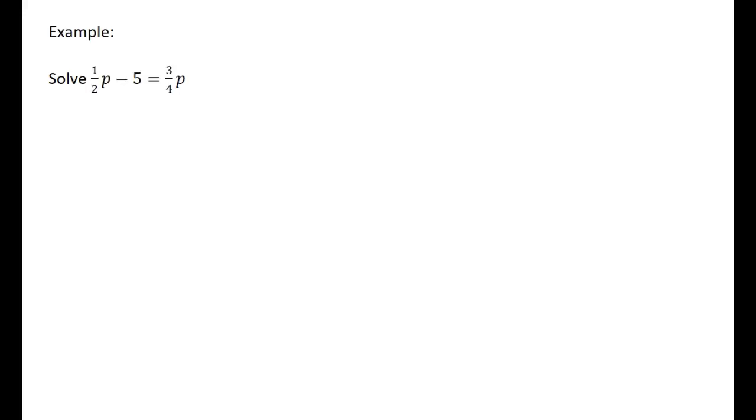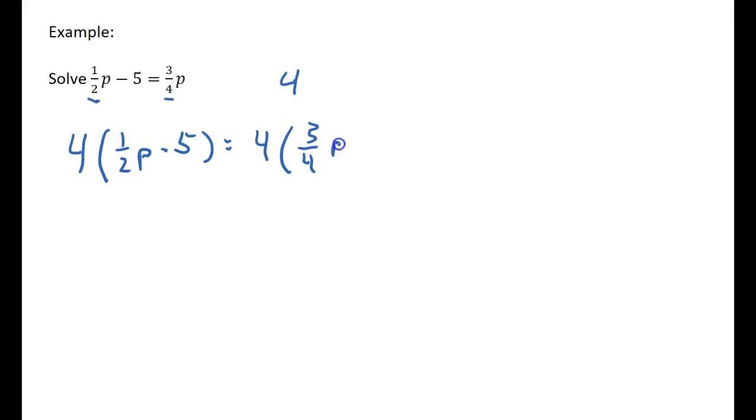What happens if we have fractions? Well, don't worry. We're just going to get rid of them in one step by multiplying everything on both sides of the equation by the lowest common denominator. So the lowest common denominator of 2 and 4 is 4. So I'm going to multiply 4 times everything on the left side and 4 times everything on the right side.